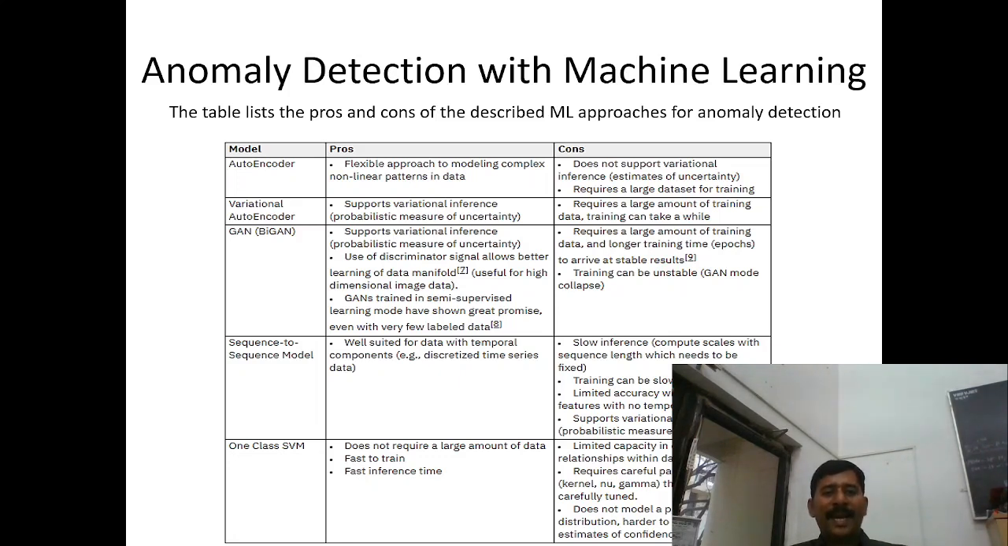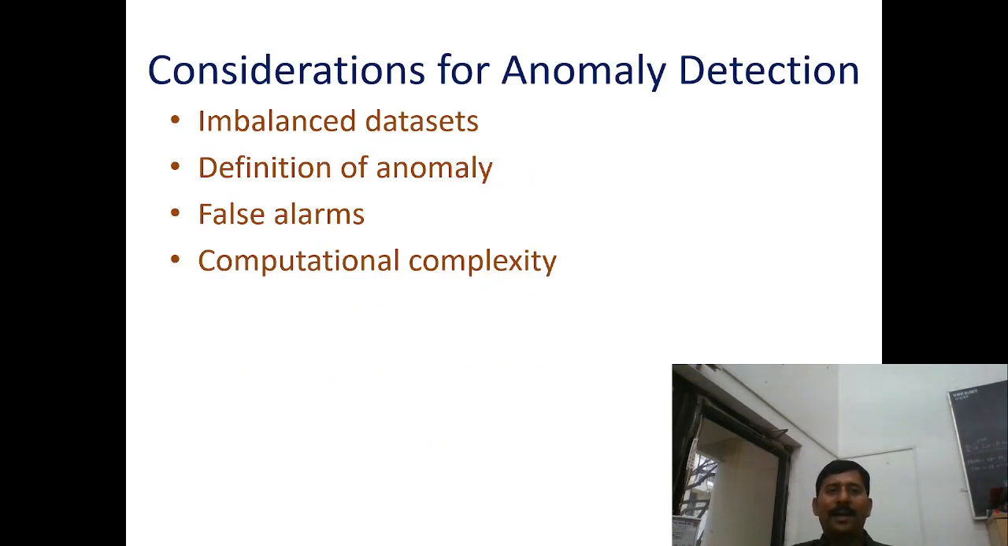Third approach, GAN. What is the basic advantage of GAN? It supports variational inference. That means the drawbacks existing in the previous mechanisms are overcome by this new mechanism. It supports variational inference and uses a discriminator signal, which allows better learning of the data manifold. Likewise, there are n number of models, and each and every model has some drawbacks as well as advantages. So this deals with anomaly detection with machine learning.